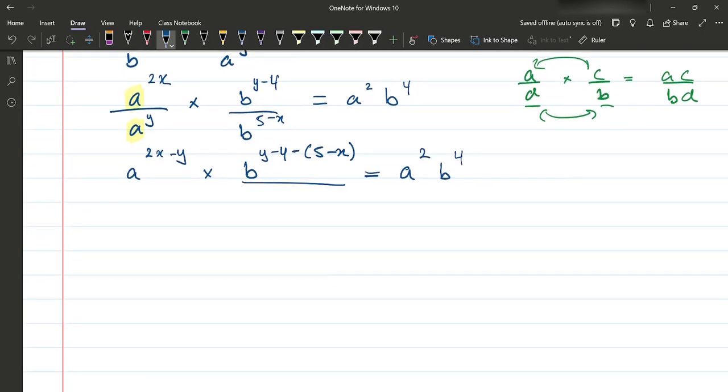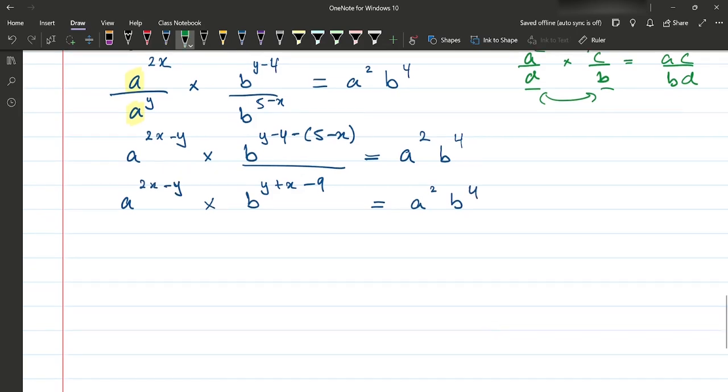Okay, let's simplify this one. We get b to the power y, that should become plus x, and minus 9. a to the power 2x minus y, and then multiplying the other term, and we get here. Okay, so in the next step, we are going to look at both of the sides. Here we have an a, here we have an a. We have a power. So what we can say is a to the power 2x minus y is equal to a to the power 2. And then we can say b to the power y plus x minus 9 is equal to b to the power 4.